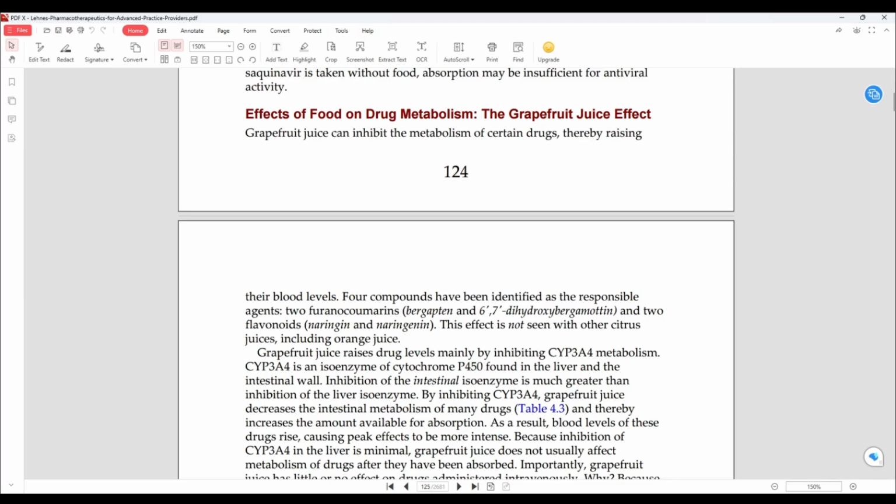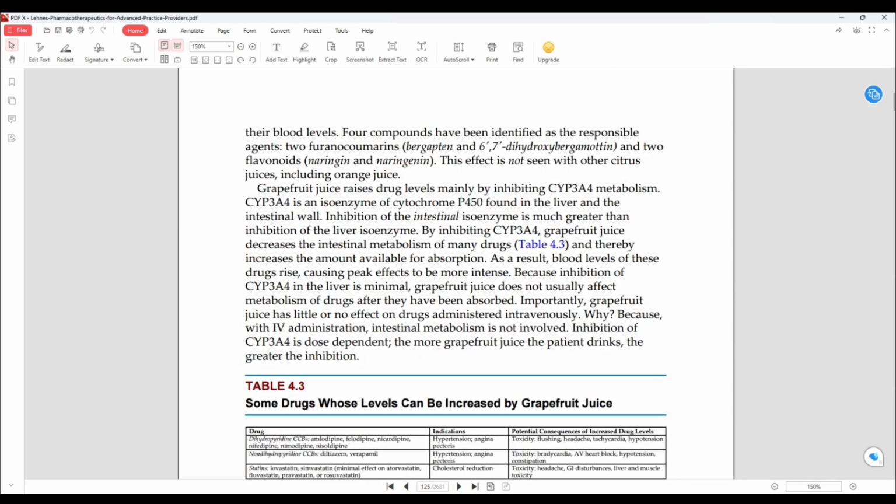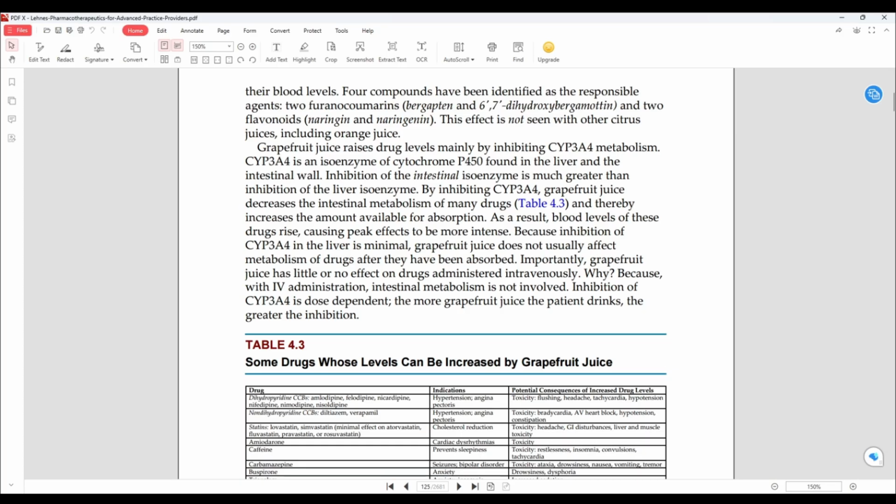So, the effects of food on drug metabolism. The grapefruit juice effect. Grapefruit juice can inhibit the metabolism of certain drugs, thereby raising their blood levels. Four compounds have been identified as the responsible agents: two furanocoumarins and two flavonoids. This effect is not seen with other citrus juices, including orange juice. Grapefruit juice raises drug levels mainly by inhibiting CYP3A4 metabolism. CYP3A4 is an isoenzyme of cytochrome P450 found in the liver and the intestinal wall.